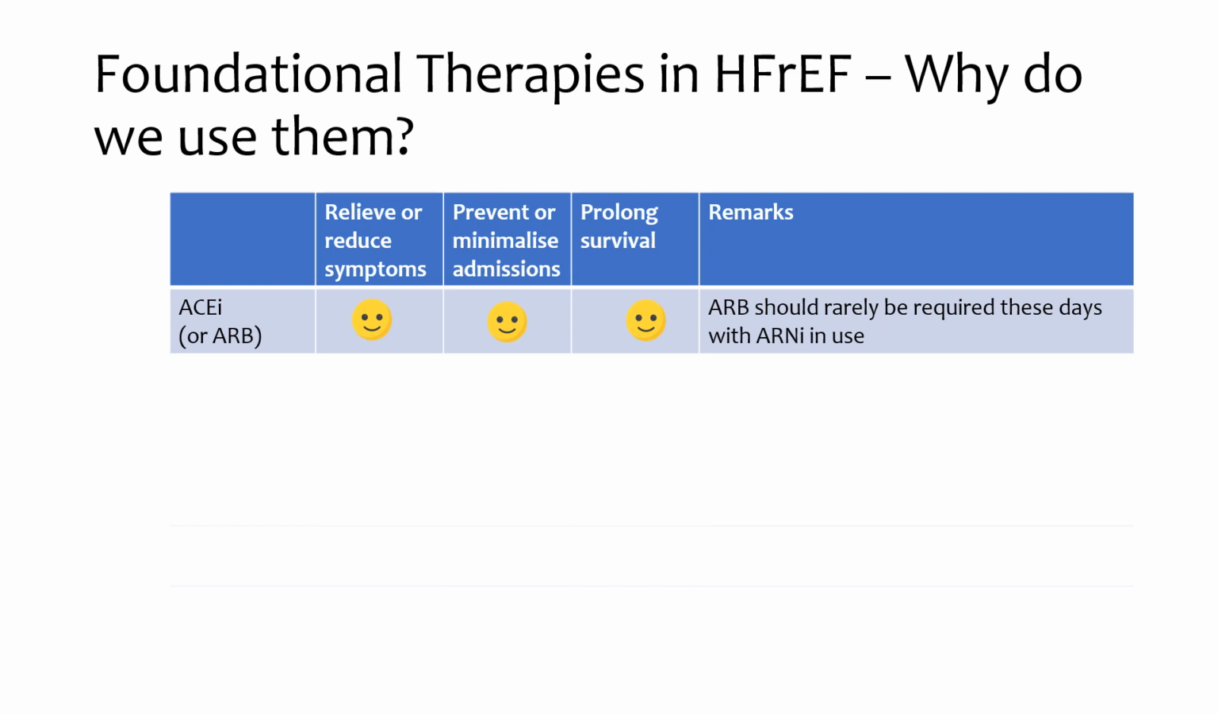So the three main groups of functions that we use our pharmacotherapies for, I've listed above. They either reduce or relieve symptoms, or they prevent or minimize admissions, or they prolong survival. And for the ACE inhibitors, they've been associated with prolonged survival. With the ARBs, I'm not as convinced because not all the ARBs have been also well studied.